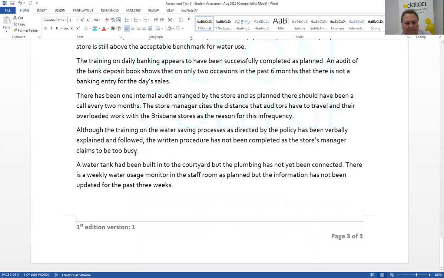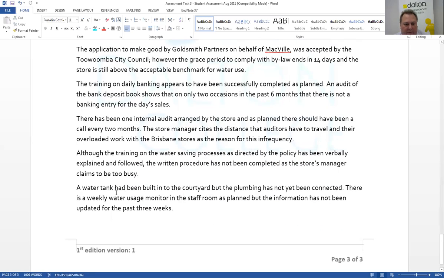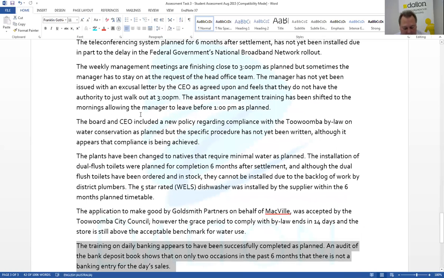If I just read on, a water tank had been built into the courtyard, but the plumbing has not yet been connected. See, and again, another delay there. There's a weekly water usage monitor in the staff room as planned, but the information has not been updated for the past 3 weeks. Okay, so there's your case study there. So that information, there's another one there. Usually a different issue per paragraph is reflected back into my implementation table.